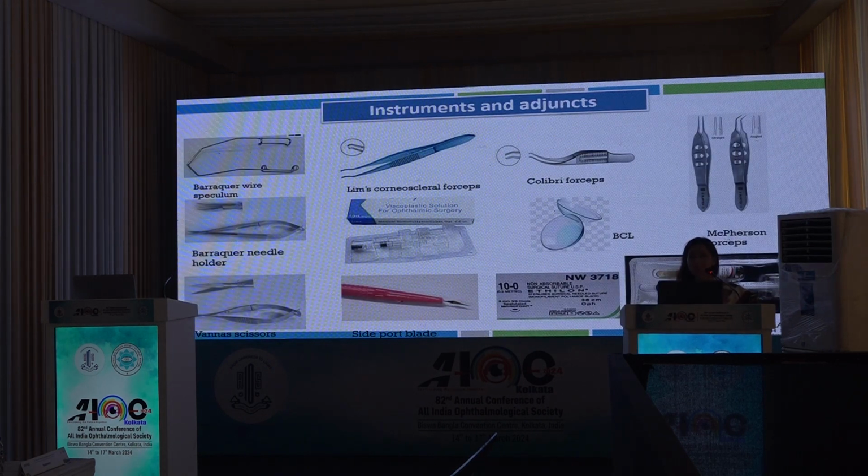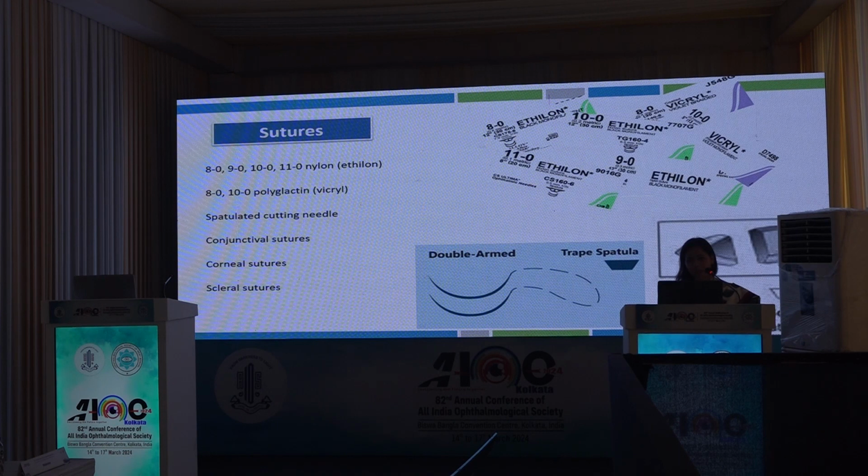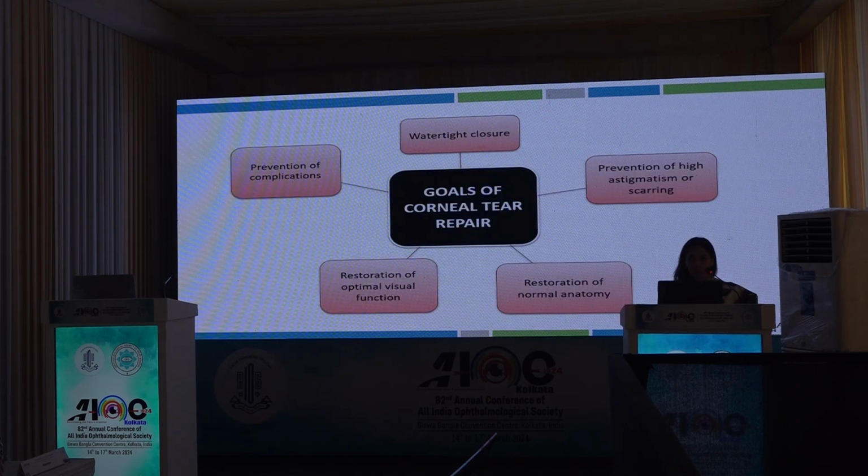Most of the instruments that we need for these surgeries are already available in our OT, so nothing extra is required. The suture we most commonly use for corneal suturing is 10-0 nylon. However, for very large tears or if there's tissue loss, you may have to use thicker sutures, sometimes 8 or 9-0. A conjunctival or scleral tear would require an absorbable suture like Vicryl. Usually they would be spatulated needles, so most of the time it's the same thing we do.